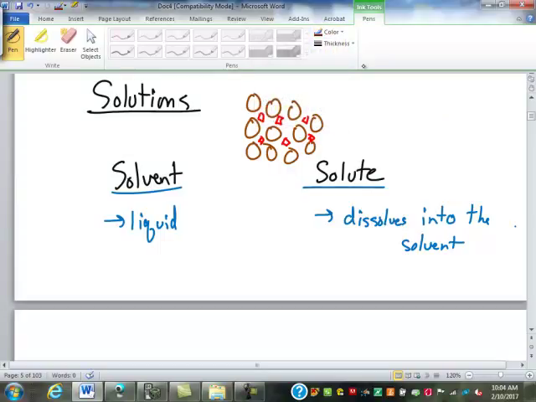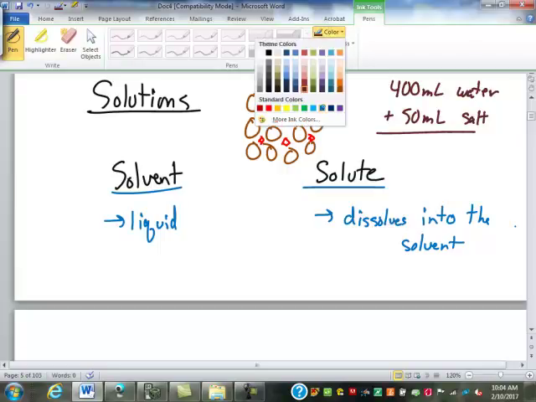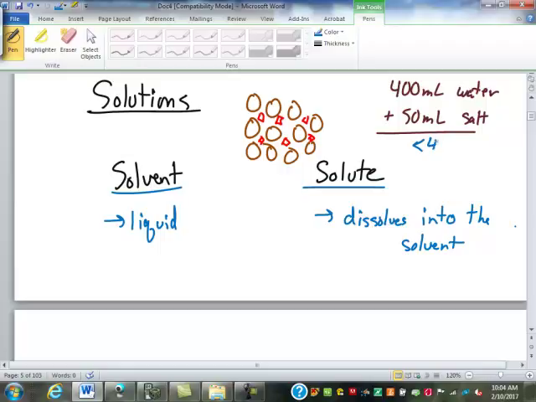One of the consequences of that, by the way, is if you had 400 milliliters of water and you add to that 50 milliliters of salt, you will not get 450 milliliters because the salt squeezes in between the particles of water. So what you're going to end up with here is less than 450 milliliters of solution. So later on, when we start looking at solution concentrations, that's kind of important because it's easier to measure solutions by mass or weight than it is by volume.